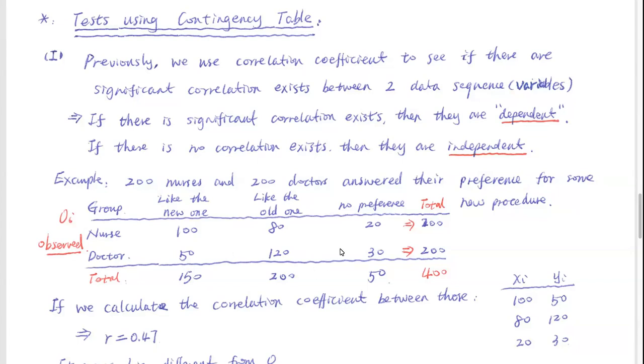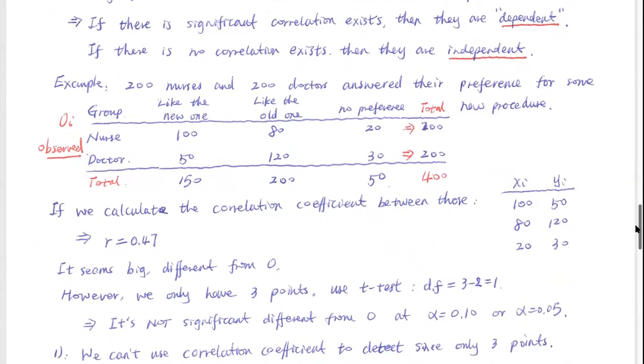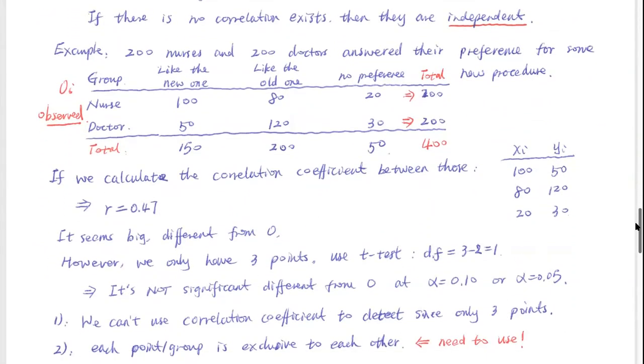how we apply this chi-square. So let's see, we have this example here. We ask 200 doctors and 200 nurses their opinion in terms of some new medical procedure or a new medical device, to see if they like the new device or they like the old one, or there's no preference.